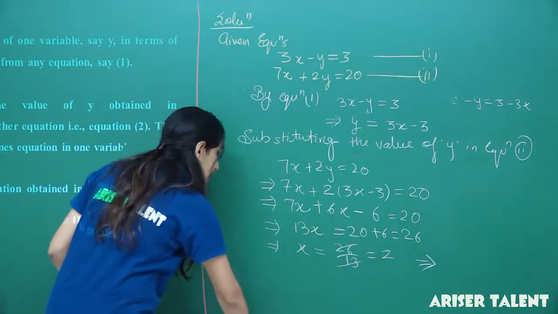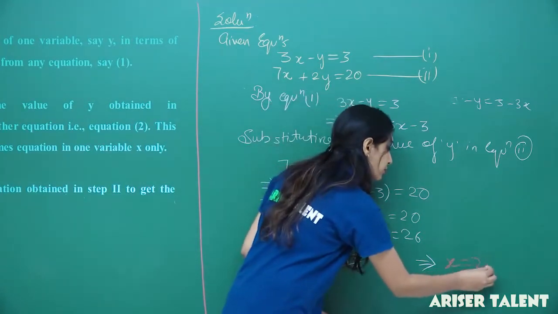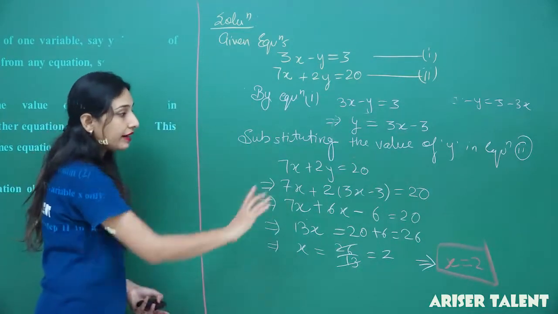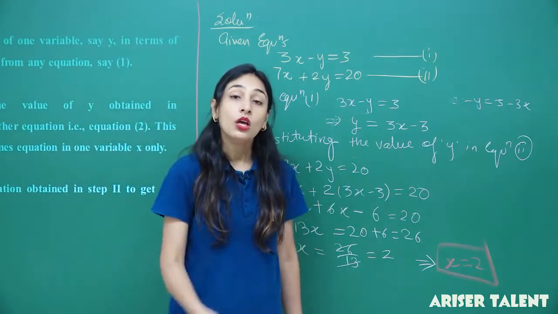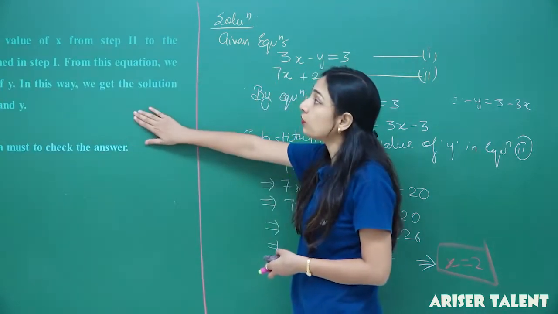Value of x is here. This is x equals 2, my dear students. This is your first value. Now you have found the value of x equals 2. Now what you have to do? Again, we are having the fourth step.